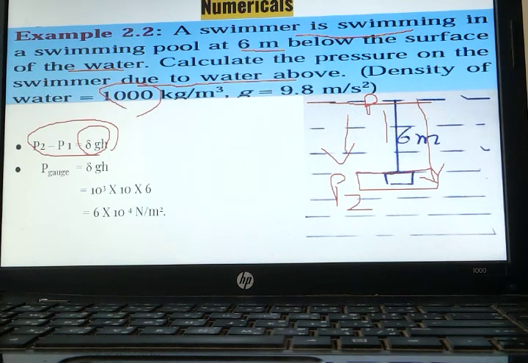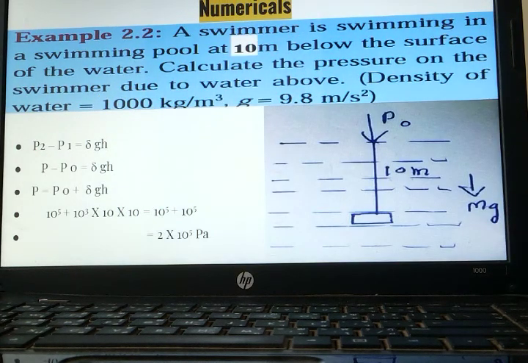So it is 1000, which we can write as 10 raised to 3. g has been given as 9.8, but I have taken approximately 10. It is 10 into 6. So it will be 6 into 10 raised to 4 Newton per meter square. Just take a note of it in the textbook. Whatever answer has been given is wrong. We will try to modify this question.